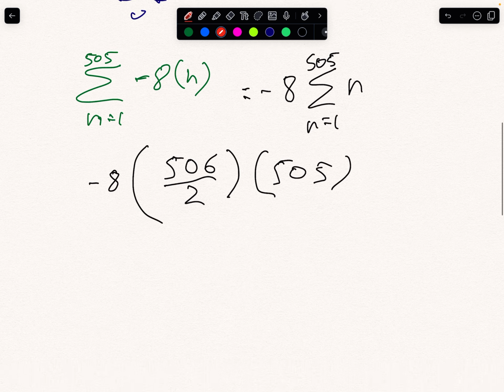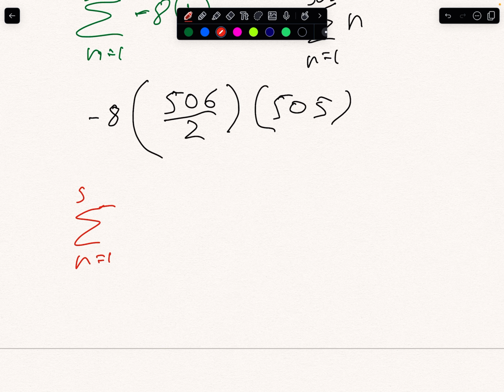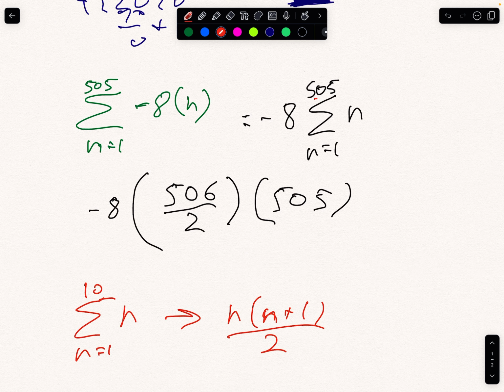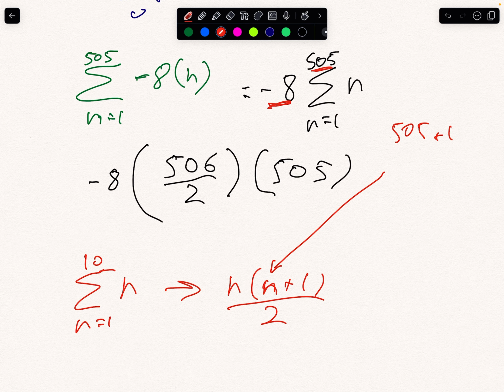So how did I get there? Well, there is a formula, which I will explain. If you have something like this, I'll just put a random number like 10, the sum of this is equal to n times n plus 1 over 2. So this is basically what I did over here. In this case, the uppermost bound is 505. First I factored out the negative 8. Then I did 505, which is n, plus 1, 506, over 2, times 505.